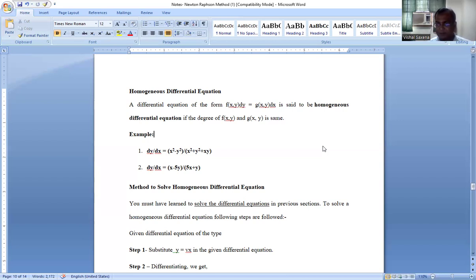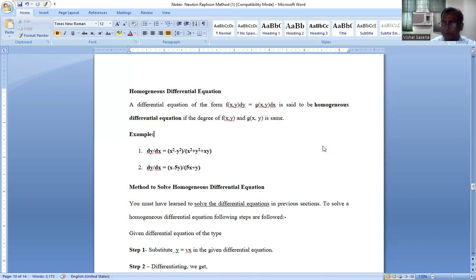Now we discuss how to solve this. In a general way, a differential equation of the form f(x,y) dy equals g(x,y) dx is called a homogeneous differential equation if the degree of the two functions f and g is the same.